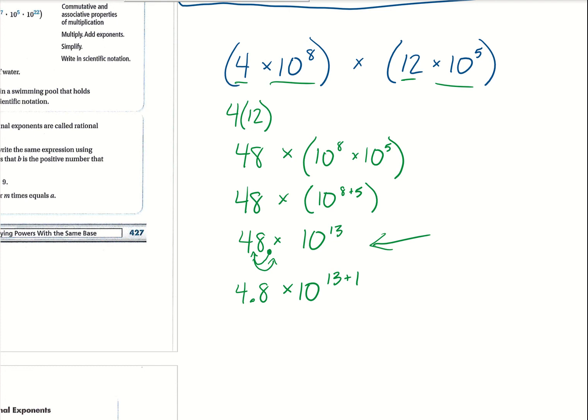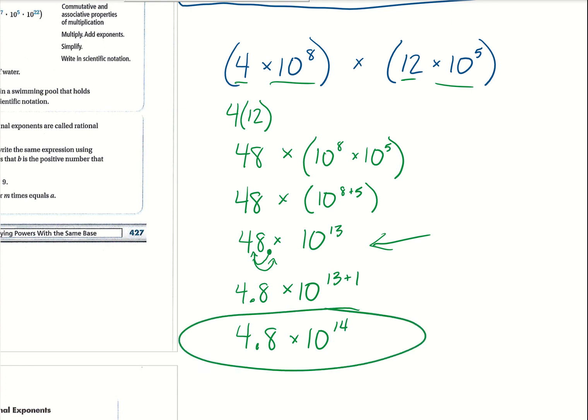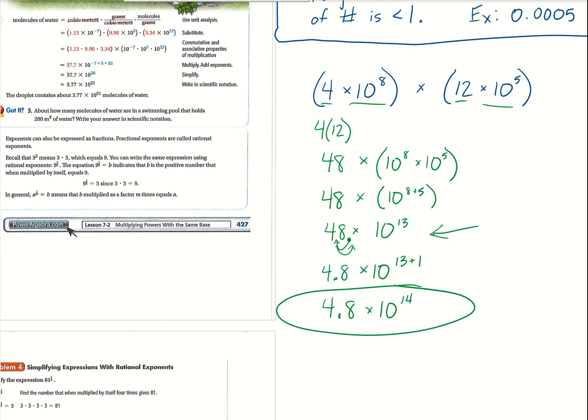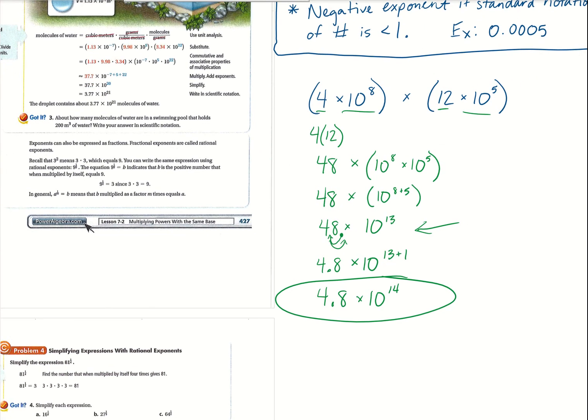So that means our scientific notation should be 4.8 times 10 to the 14th power. And that's it for that problem. So I know that's a lot of information there, but we will look at this a little bit further later on, particularly when we are in class.